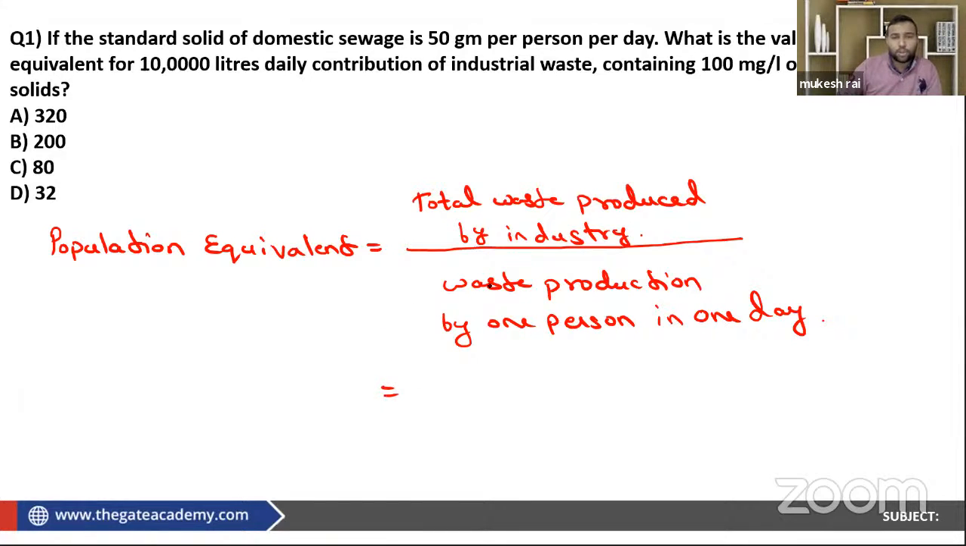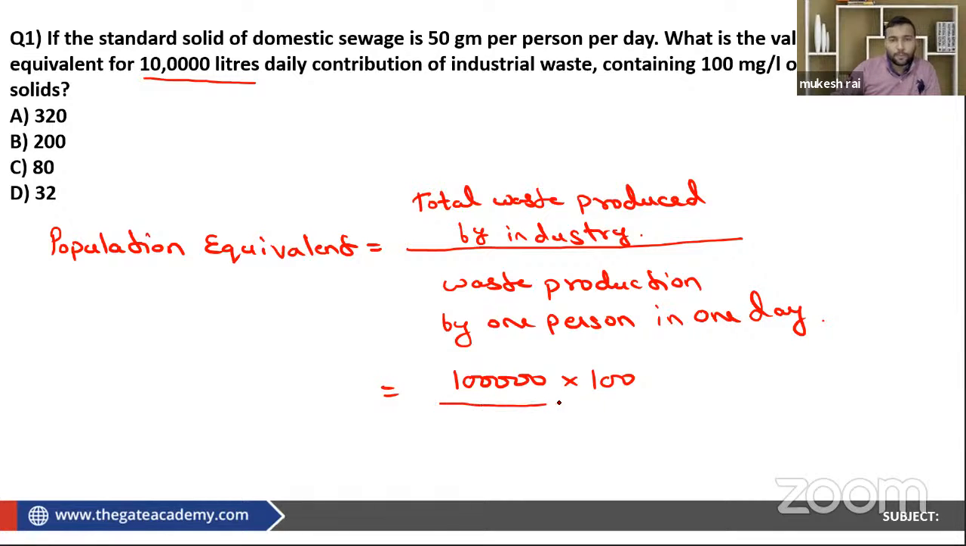Now, suppose that the industry produces 1 lakh liter of water. The industry produces 1 lakh daily contribution of industrial waste, so we will write here 1 lakh. Now, in this 1 lakh, 100 milligram per liter of suspended solid is present. So how much solid will be present in this much liter of industrial waste? That is 1 lakh into 100.